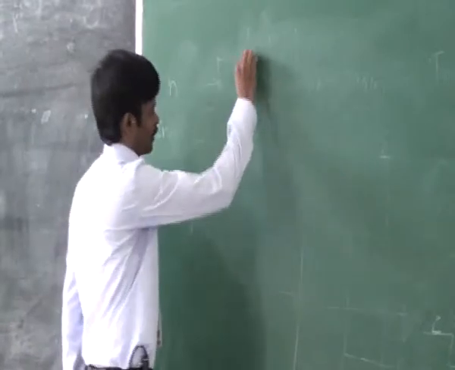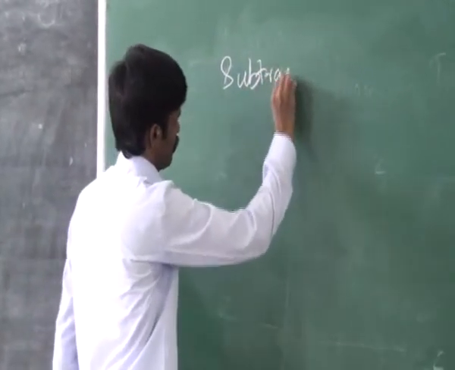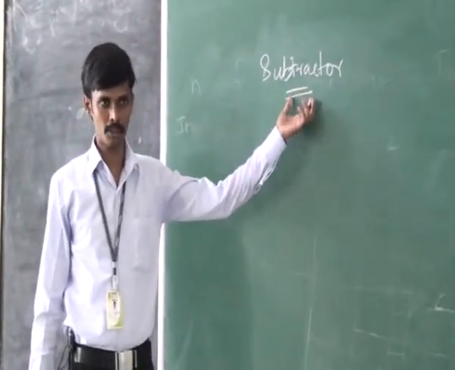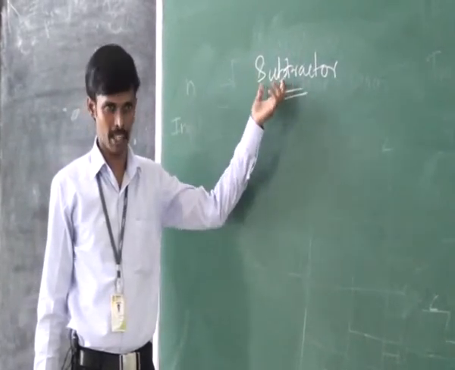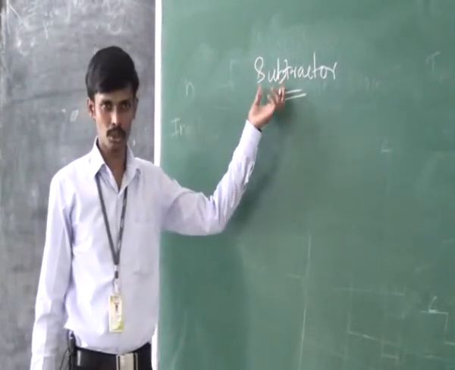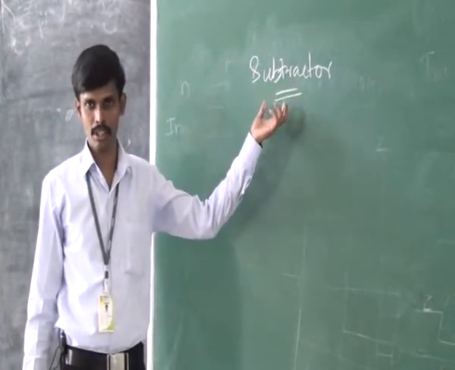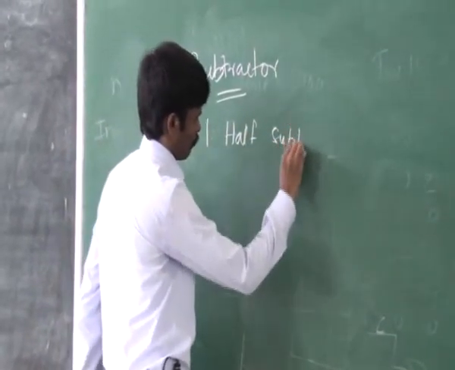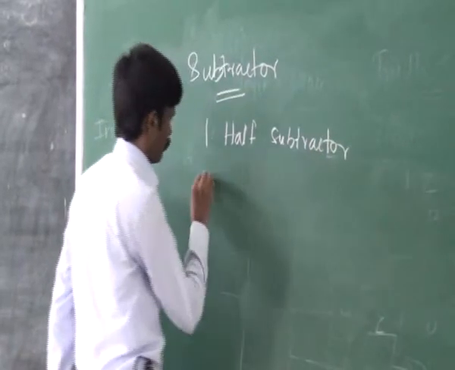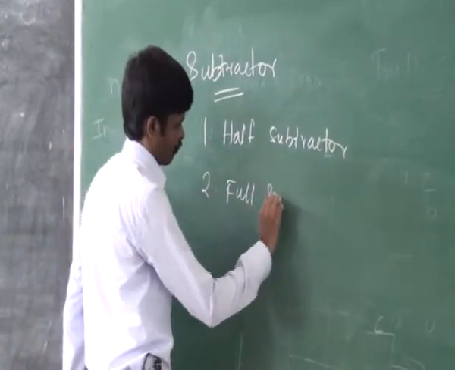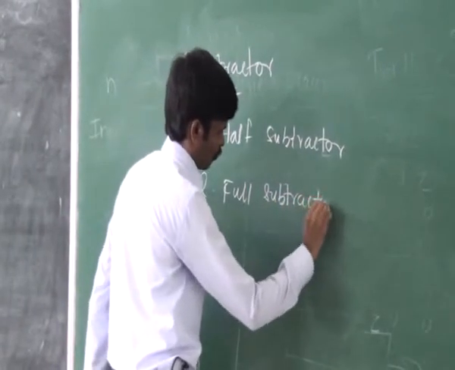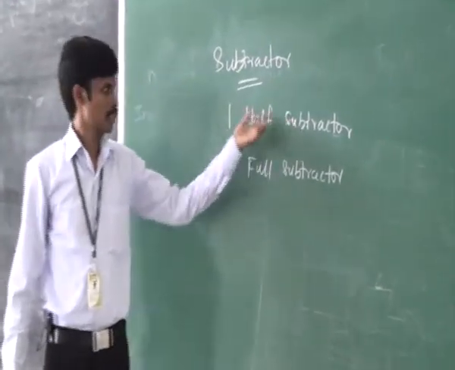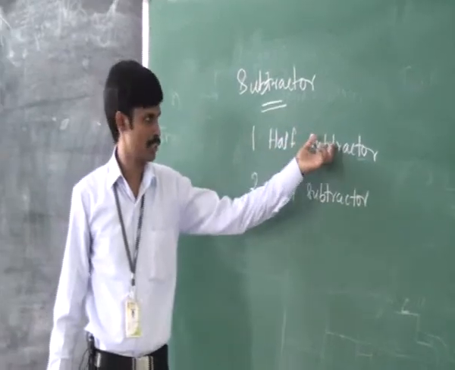The next topic is subtractor. What is meant by subtractor? Subtractor is a combinational circuit that performs the subtraction of two binary numbers. The subtractor is classified into two types. The first one is half subtractor, the second one is full subtractor. What is meant by half subtractor? Half subtractor is a combinational circuit that performs the subtraction of two binary digits.